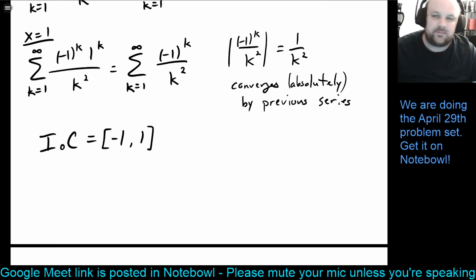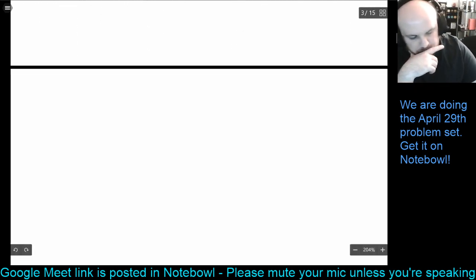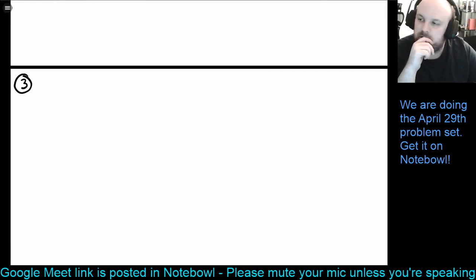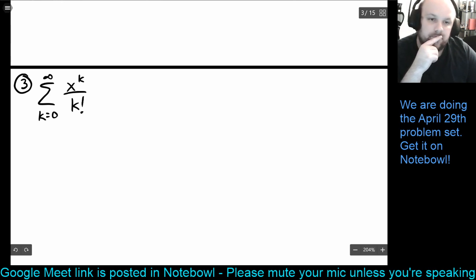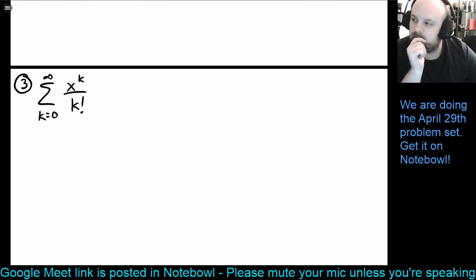So how about this next one here? How about number 3? This is the sum from 0 to infinity of x to the k over k factorial. What happens here?